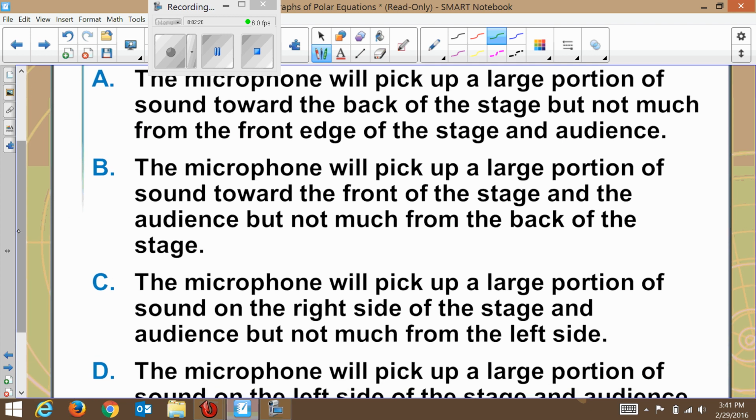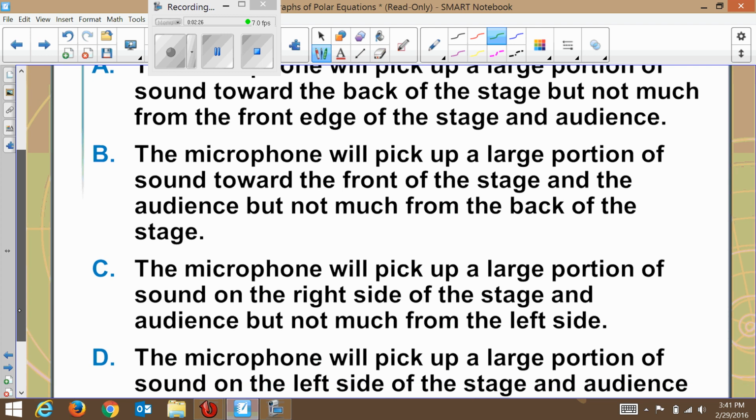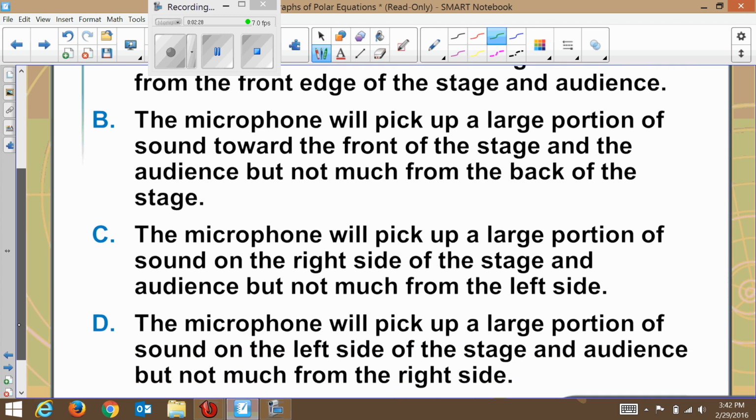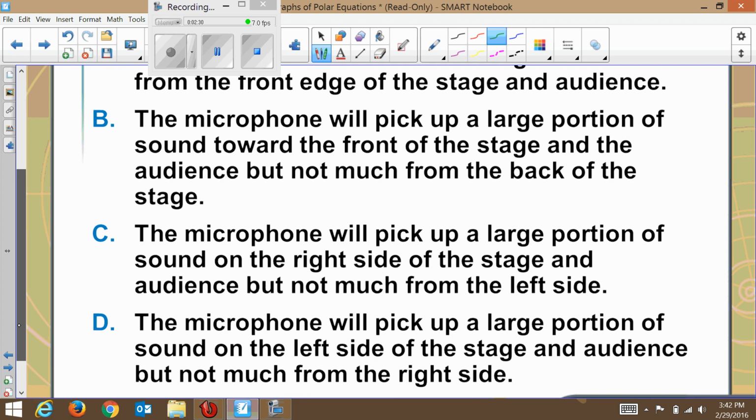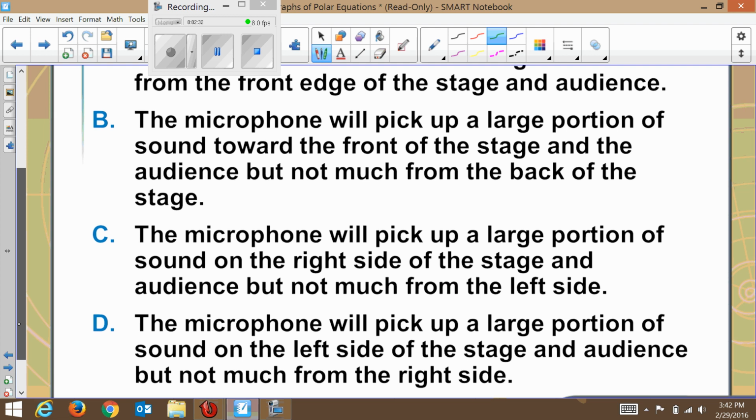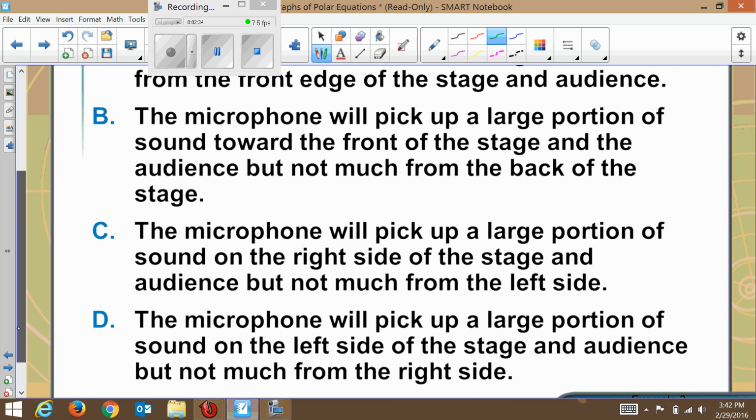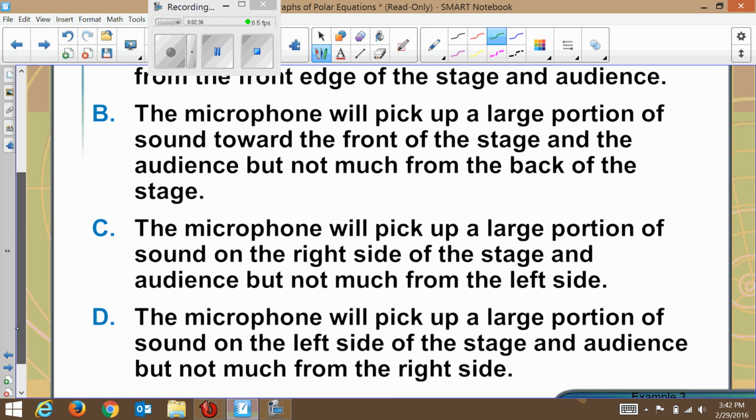A, the microphone will pick up a large portion of the sound toward the back of the stage, but not much from the front edge of the stage and audience. B, the microphone will pick up a large portion of the sound towards the front of the stage and the audience, but not much from the back. C, the microphone will pick up a large portion of the sound to the right side, not the left. Or D, a large portion from the left, but not the right.